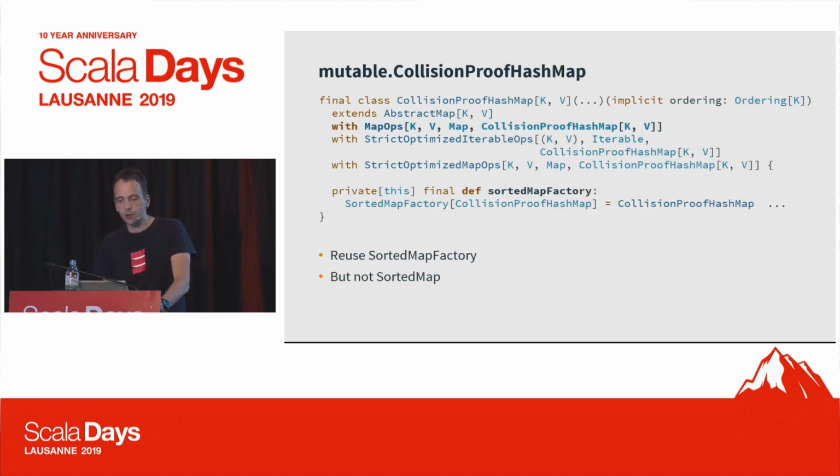So let's move on to the collision-proof hash map. As I mentioned, it requires an ordering for the key type, but it is not a sorted map. But we still add a sorted map factory here, and that's perfectly fine. We only extend map ops with map, so there's no sorted map ops to be seen anywhere, but we can use the factory because the factory just cares about how to build this. And in order to build this, you need to give it an ordering for the key type, the same as for a sorted map. There's nothing really sorting specific in the factory type, so we reuse it.